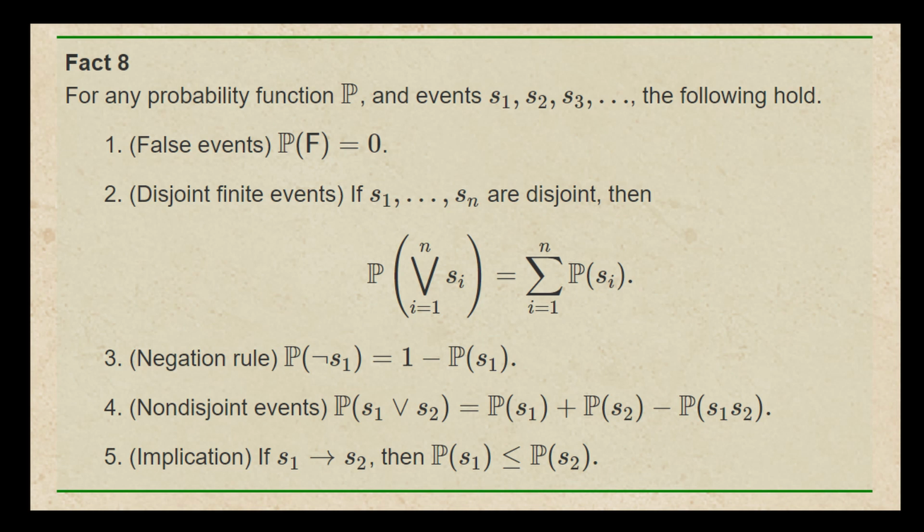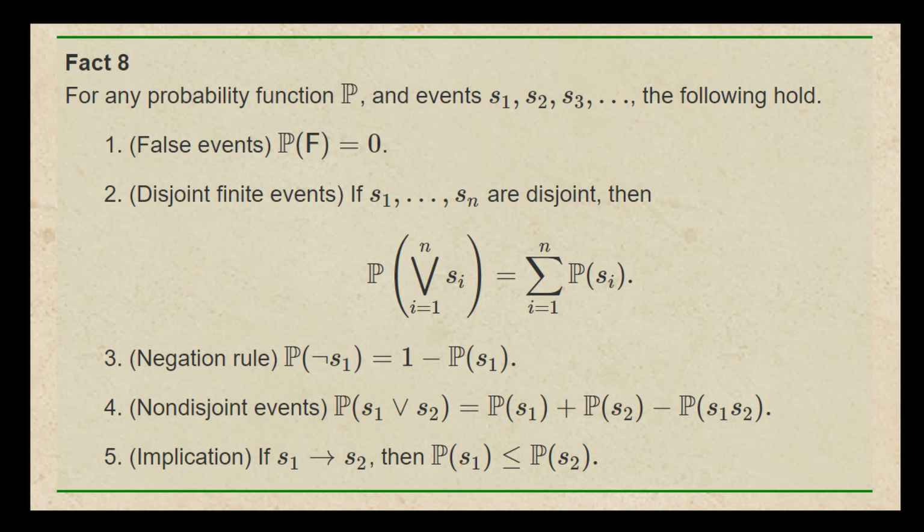The probability that either S sub 1 or S sub 2 occurs, and remember, for logical OR, both of those events might be true, is equal to the probability of S1 plus the probability of S2 minus the probability of both S1 and S2. And finally, if S sub 1 implies S sub 2, then the probability of S sub 1 is at most the probability of S2.